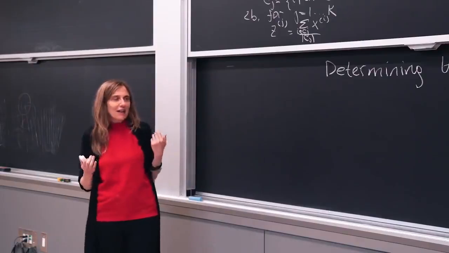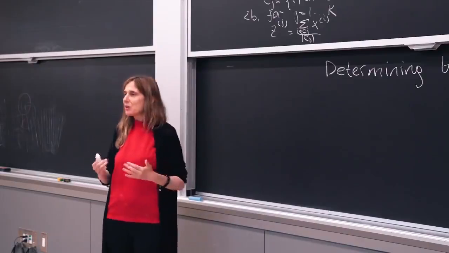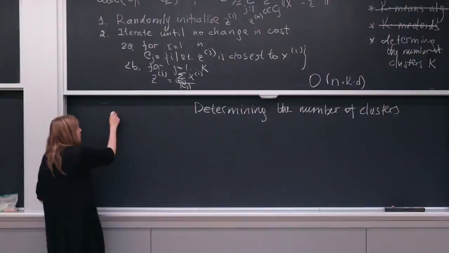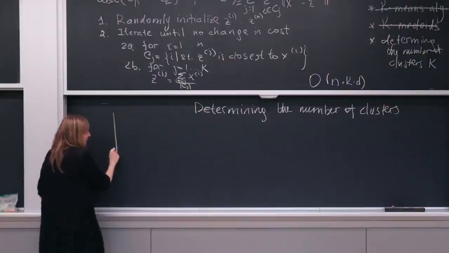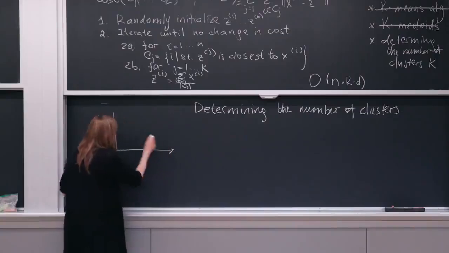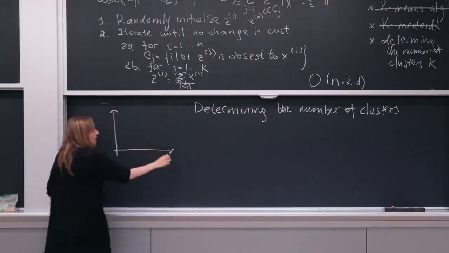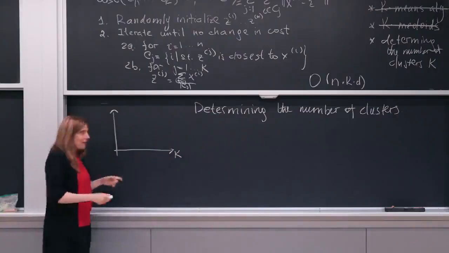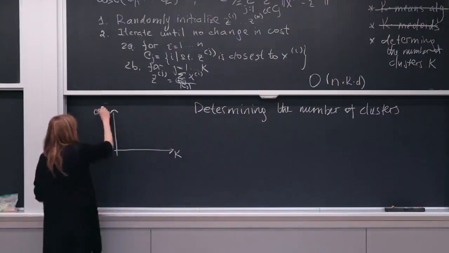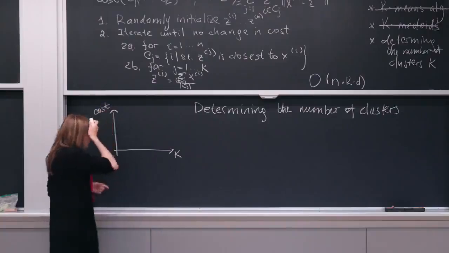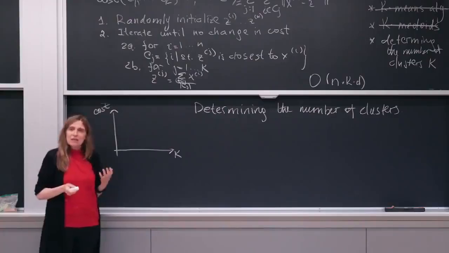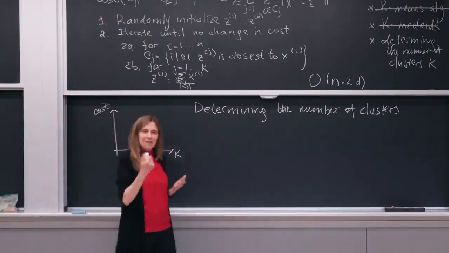Let's first look at the connection between the number k and our cost function. So what I'm going to draw now is a small graph here. This will be the number k, our number of clusters, okay? And this is the cost. The question is, how does k affect the cost?